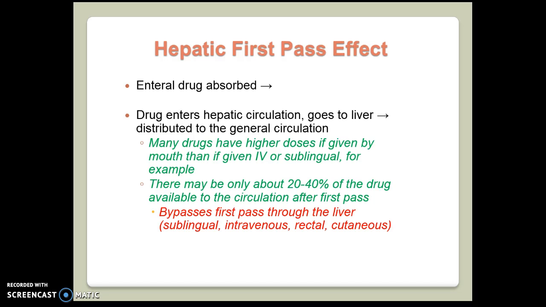That's why oftentimes you'll see PO medications have a higher dose than if they were given IV or sublingual. Only 20 to 40% of the PO medication may be available to the circulation after that first pass metabolism. Things that bypass the first pass are things like sublingual, IV, transdermal or subcutaneous, or rectal. So it's just those enteral drugs, those PO medications, that have to go through that hepatic first pass effect.